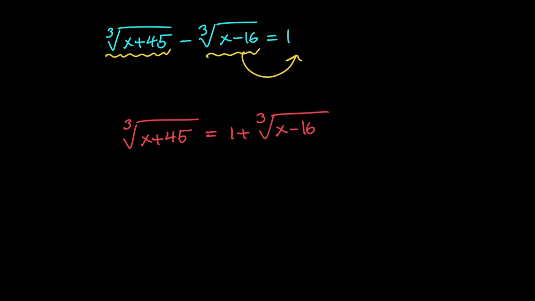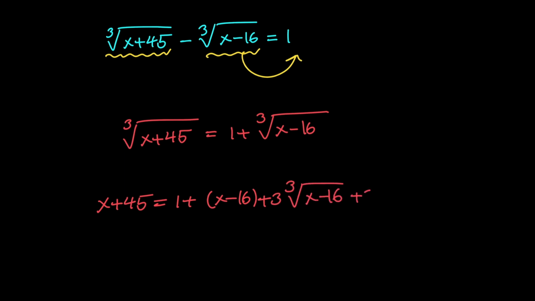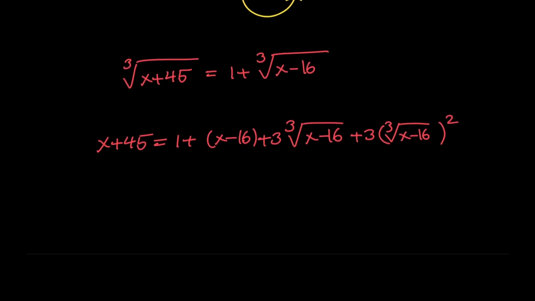Then, to get rid of the cube root on the left-hand side, let's cube both sides. If we do that, we're going to have x plus 45 on the left-hand side, and 1 plus the quantity x minus 16 plus 3 times the cube root of x minus 16 plus 3 times the cube root of x minus 16 squared. Then, if we simplify this, we will see that we can cancel this x with this x, and if we add 1 and -16, we're going to have -15.